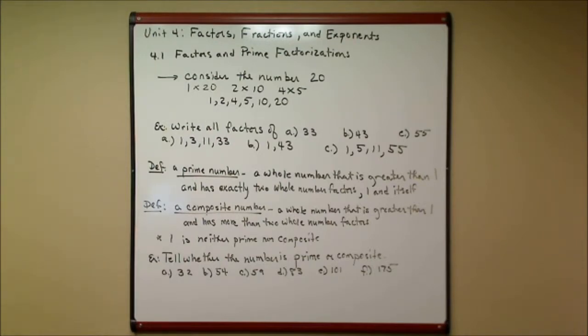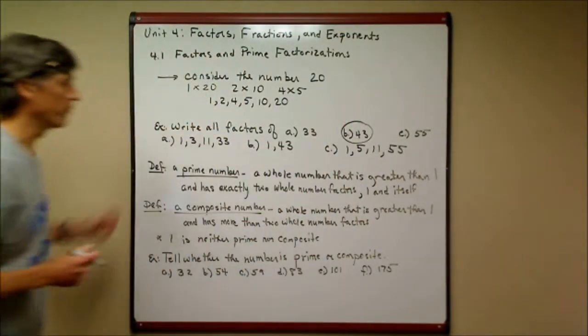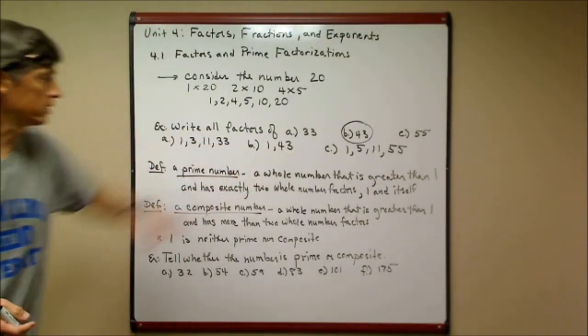Now, a prime number is a whole number that is, look at the definition here, a whole number greater than 1 and has exactly two whole number factors, 1 and itself. So if I look back at the examples I just did, 43 would be an example of a prime number because the only two factors 43 has are 1 and the number itself.